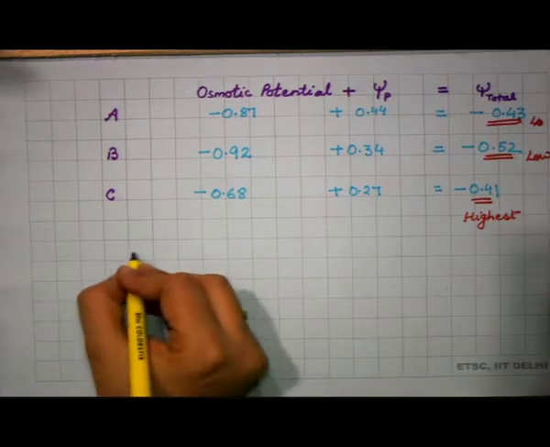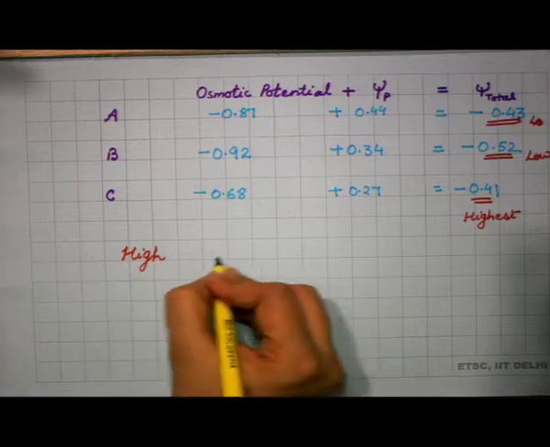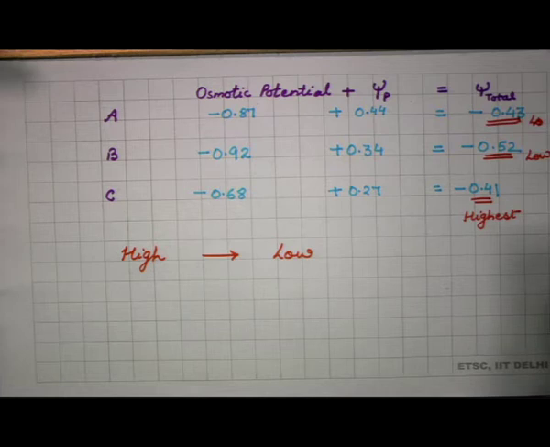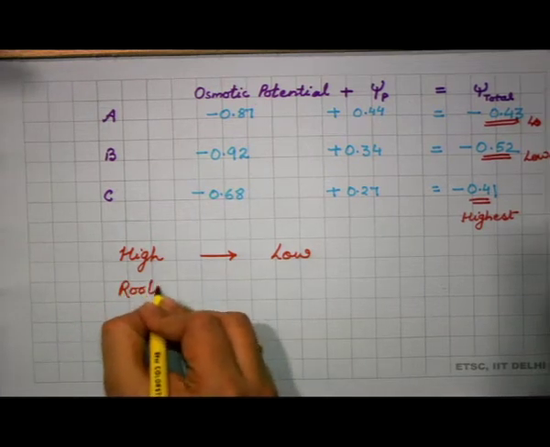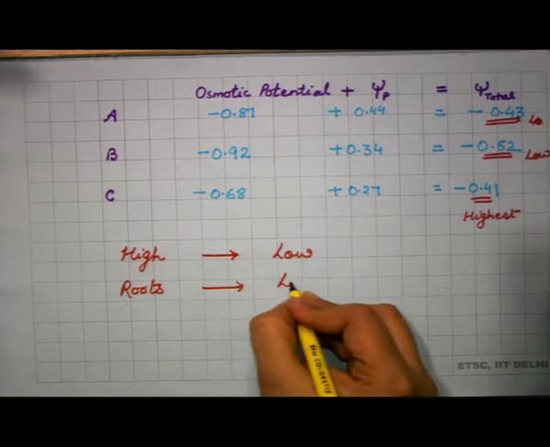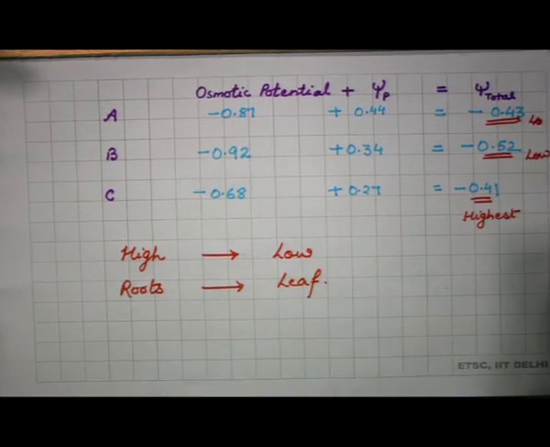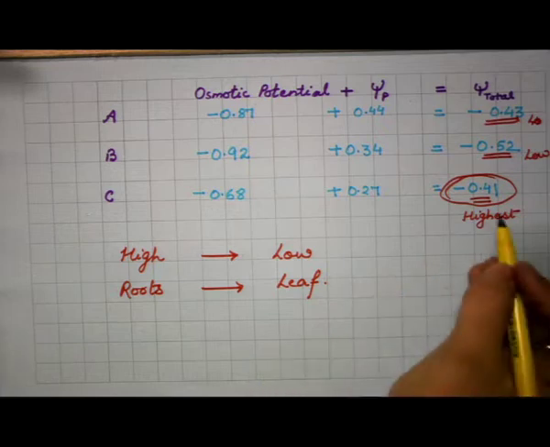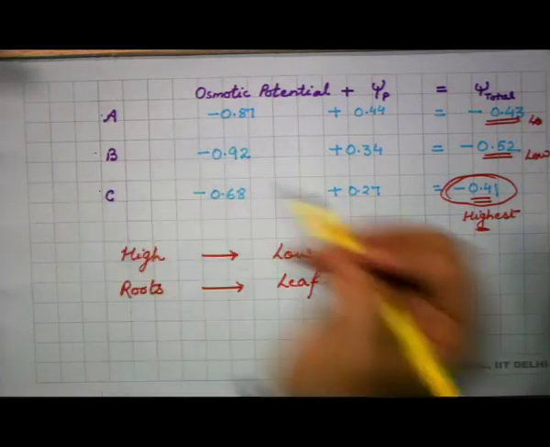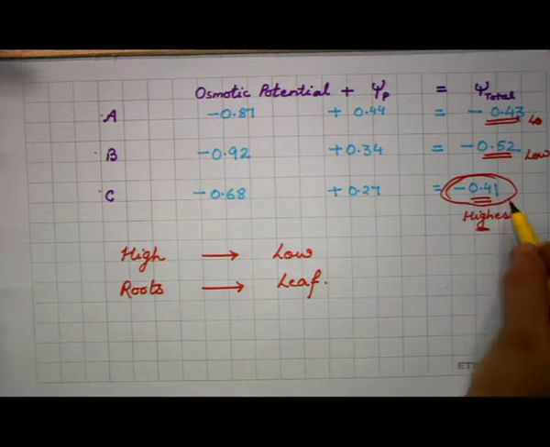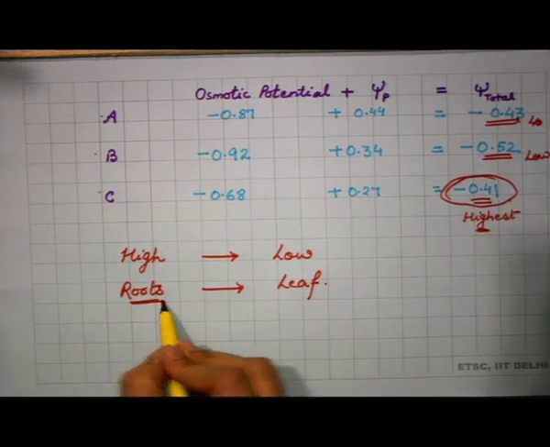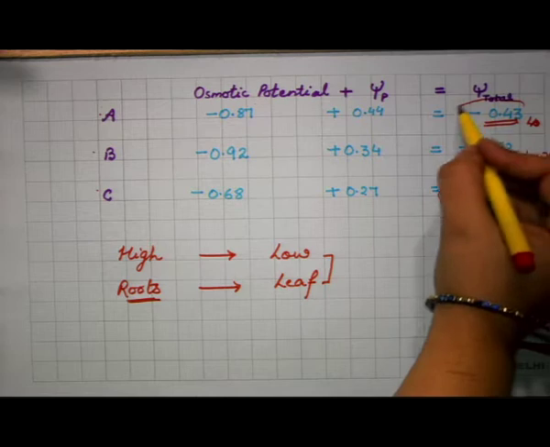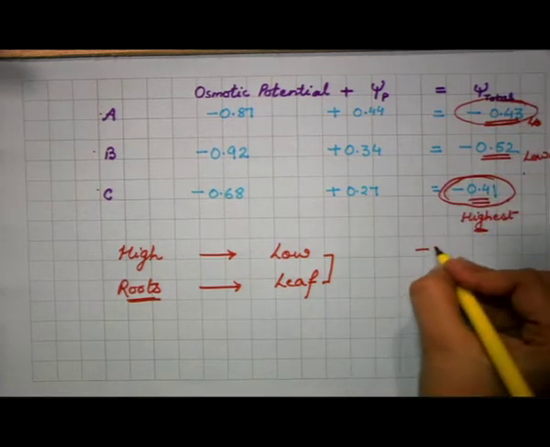Now, the water moves from high water potential to low water potential. We also know that in plants the water moves from roots to leaves. That means this value, the highest of the three, must be of the root hair cell. When we are comparing these three, the highest value of water potential should be of the root hair cell, while the lowest should be that of the leaf, and the one which is in the middle should be the cortical cell.